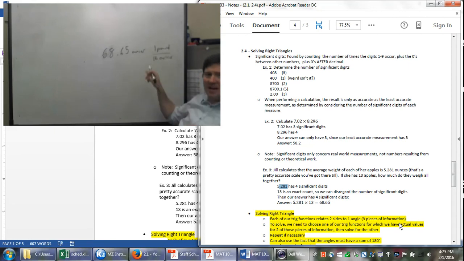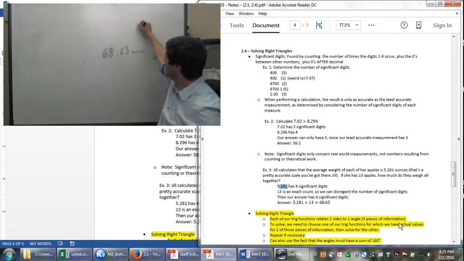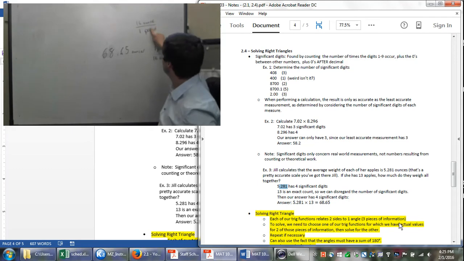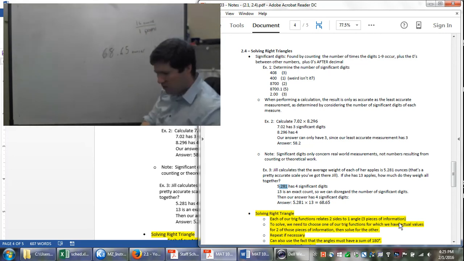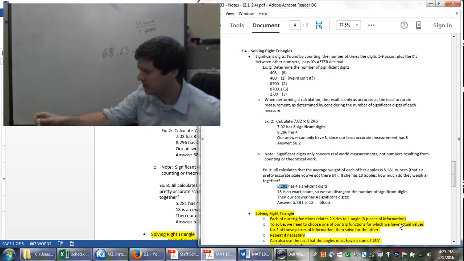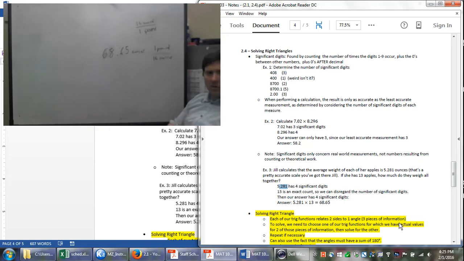If we were to convert this to pounds, once again, we would disregard the number of significant digits in that conversion factor because that is a theoretical, actually, by definition, an exact count. So what? A pound has 16 ounces, right? Well, I hope that's right because I'm going to go with it. So we can use a ratio here. We've got 1 pound is 16 ounces.